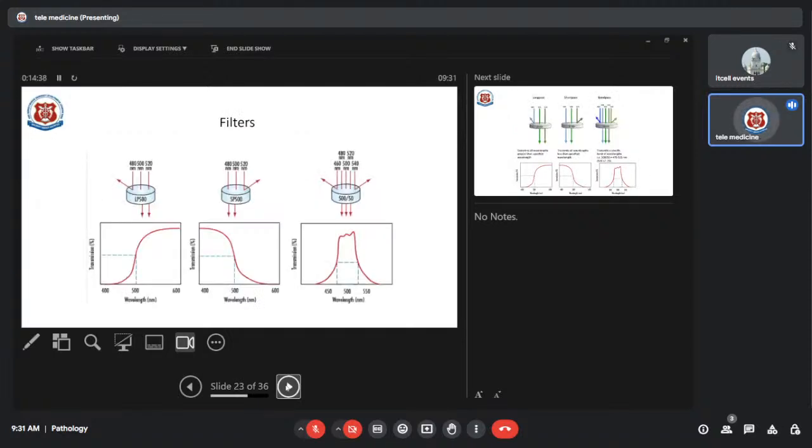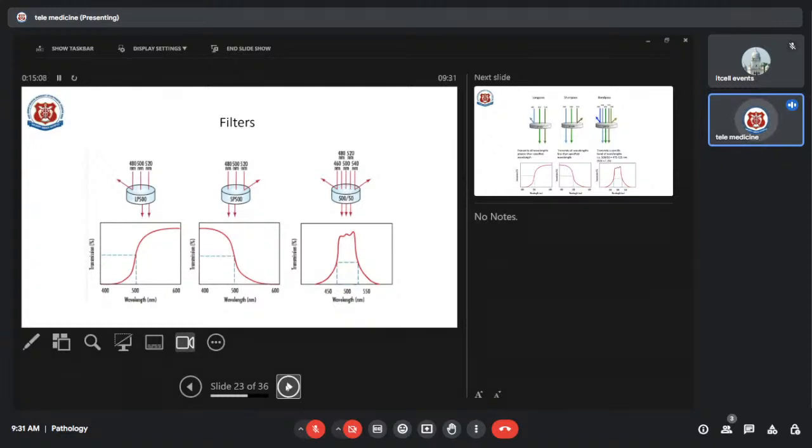Now these are the various band pass filters. Long pass filter is, suppose it is long pass 500. What does it mean? It will allow wavelengths of more than 500 nanometer to pass through, and those wavelengths which are smaller than 500 nanometers, जो बड़ी है, stop, blocked or reflected back.